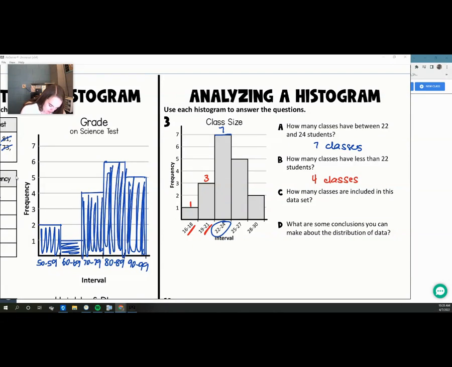How many classes are included in this data set? We're going to add them all now. We have 1, 3, 7, 5, and 2. So 1 plus 3 is 4, plus 7 is 11, plus 5 is 16, plus 2 is 18 classes.